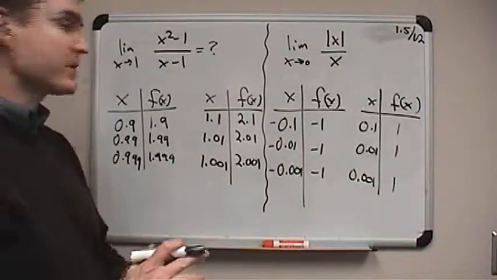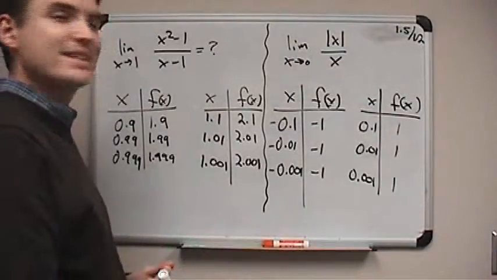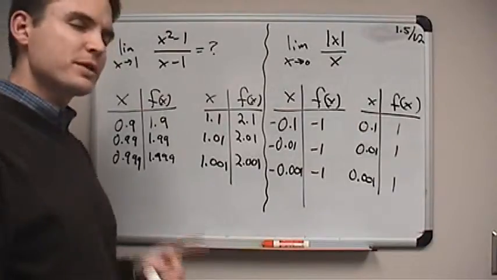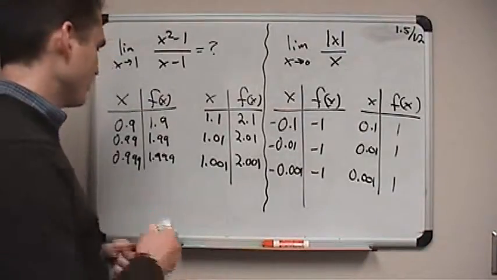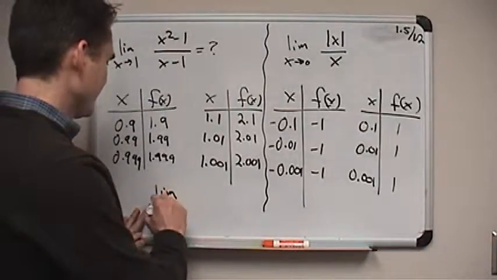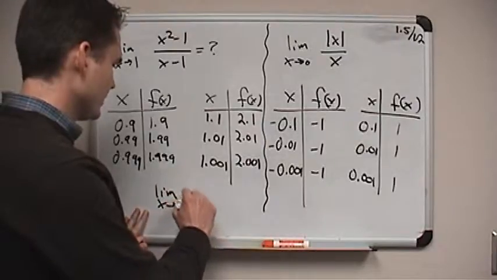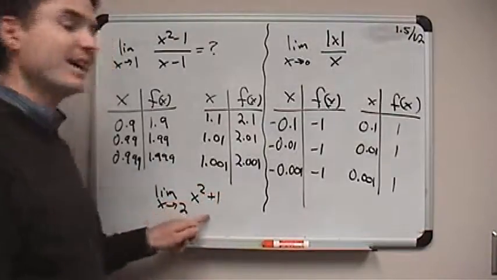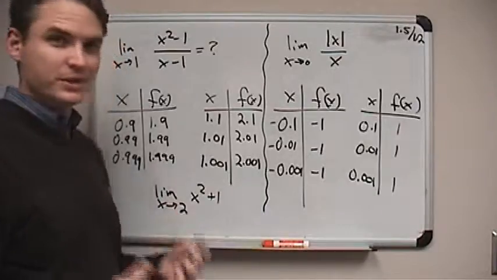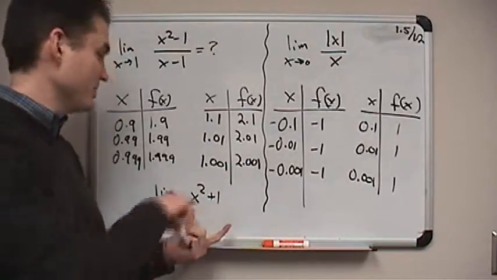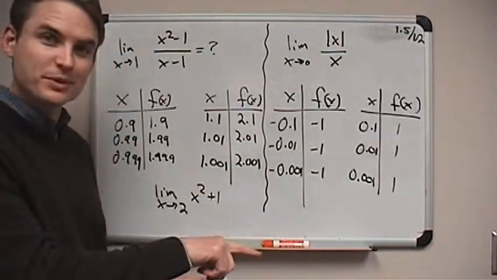Okay, a couple more limits to look at, and again, we're going to be doing these limits by tables. First of all, something you might remember: in the last example, we looked at the limit as x approaches 2 of x squared plus 1, and we got that this limit was 5, which just so happens to be what you would get by putting 2 in for x. 2 squared plus 1 is 5.